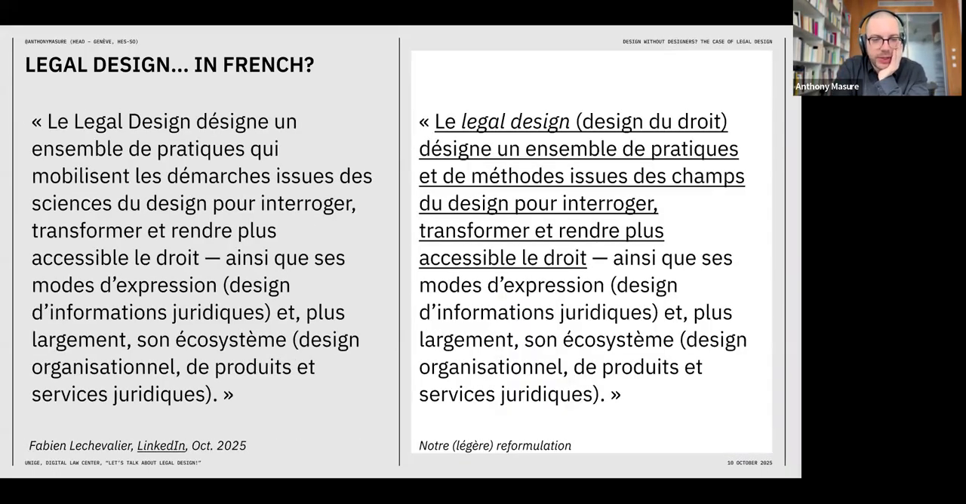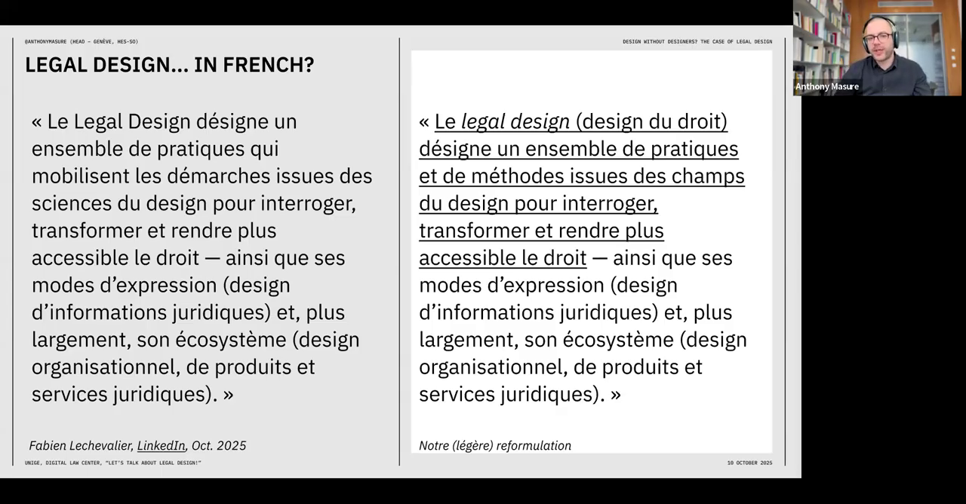I like the definition of Fabien in French. I just made a few tweaks. So yes, legal design means a set of practices and methods coming from the fields of design to question, transform, and make a law more accessible.